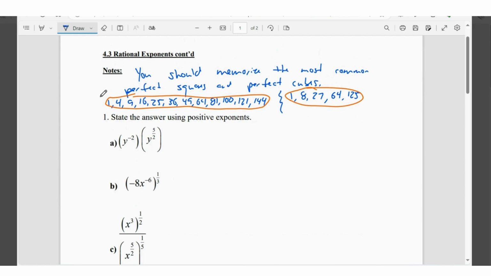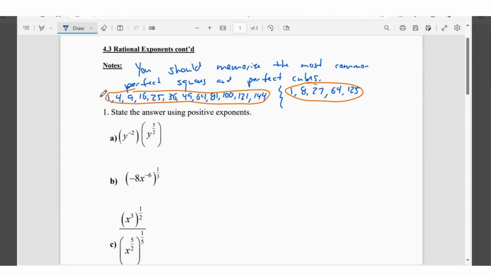So state the answer using positive exponents. Here we have the same base. They're being multiplied, so we can add the exponents. We can go y to the -2. And I think the thing that I find interesting about Math 10 is that you have some options. You can kind of choose your own adventure.